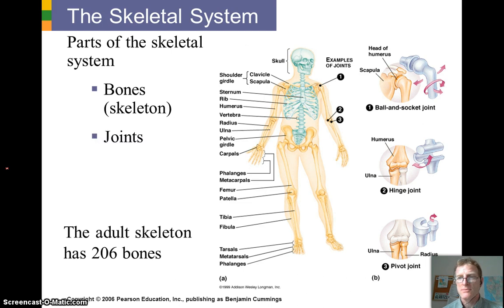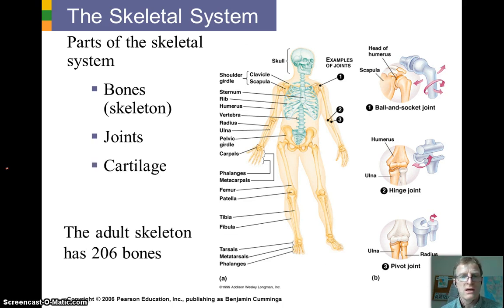Joints, there are several types of joints. Ball and socket joint, like your shoulder. Hinge joints, like your elbows and knees. And pivot joints, like your wrist. Remember, a defining characteristic of primates is these flexible joints we have that allow us to live in trees and also allow humans to make tools and weapons.